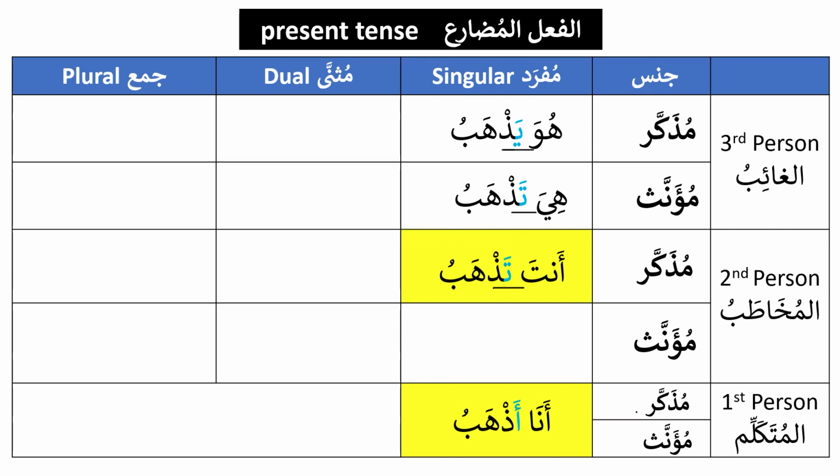And similarly, when you want to talk about yourself, first person, which is called al-mutakallim in Arabic, you will say ana adhhabu, and it is used for both masculine and feminine. So you want to say I go, you will say ana adhhabu. Now you can see that we are gradually completing our conjugation, and whatever we are learning, we will just place it here, so we get a clear idea of the mechanism of the Arabic verbs, like how they work. So huwa yadhhabu, hiya tadhhabu, anta tadhhabu, wa ana adhhabu.